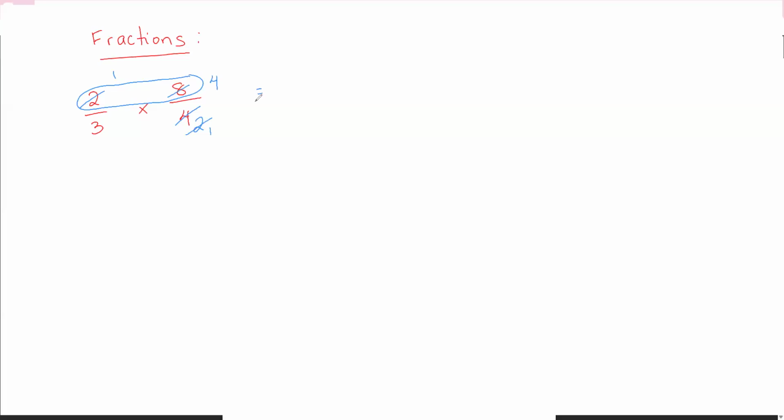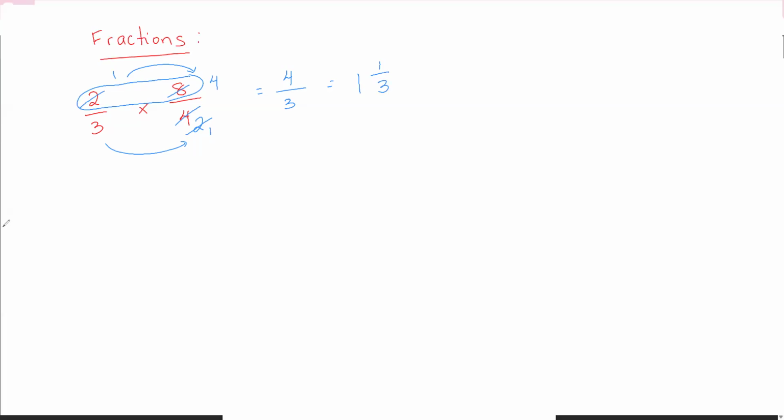Once there's nothing more to break down, we multiply numerator by numerator and denominator by denominator. So 4 ones, that's 4, over 3 ones, that's 3. Now the numerator is bigger than the denominator, so you could change that to a mixed number. 3 could go into 4 once with a remainder of 1 over 3.